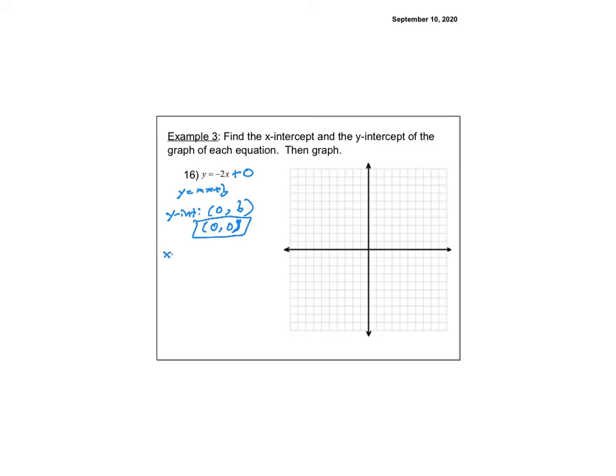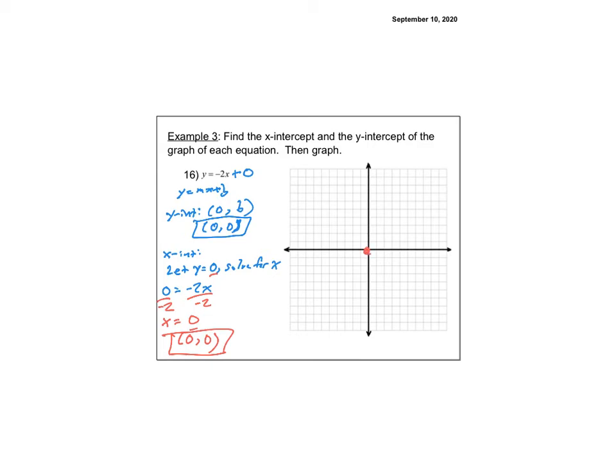To find our x-intercept, what we want to do is we want to let y equal 0 and solve for x. So let's do that. So we're going to say 0 equals -2x, divide by -2, and so x there ends up being 0. So our x-intercept then is 0, 0, because x is 0, y is 0, ordered pair is 0, 0. So our x-intercept and our y-intercept this time end up being exactly the same.